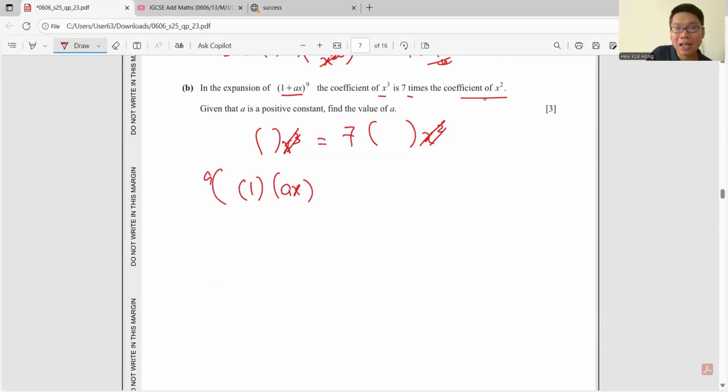If I want to form x power 3, here comes 3. So here the balance is 6. 6 plus 3 becomes 9. So here I put 3.